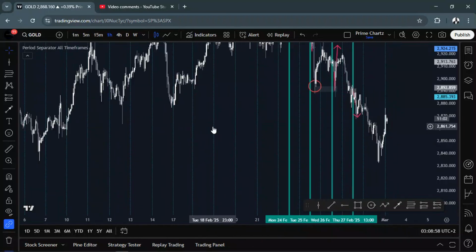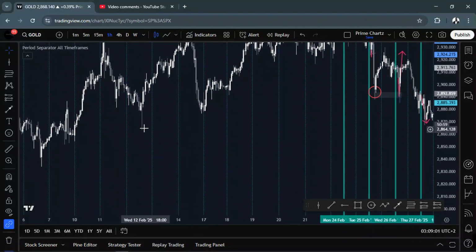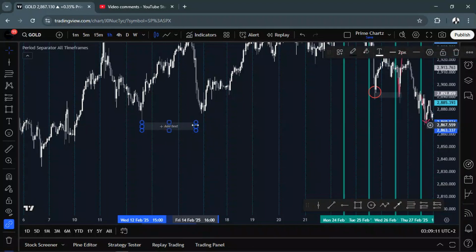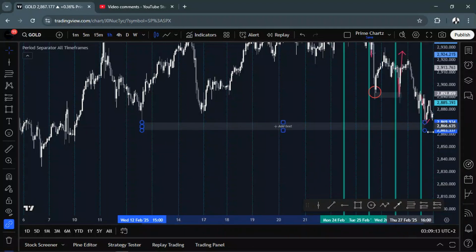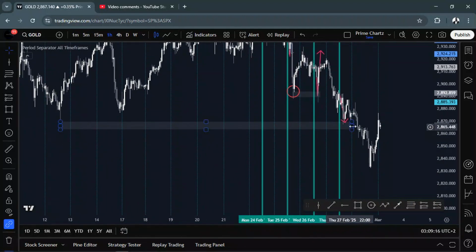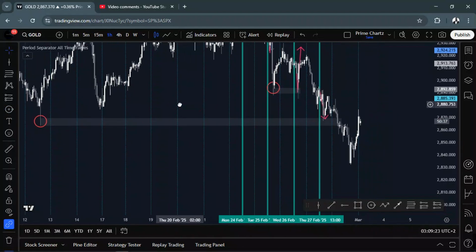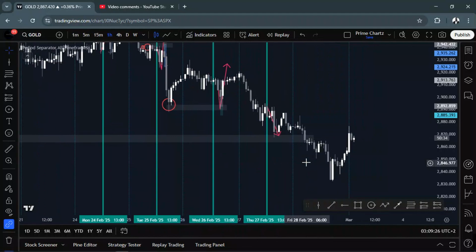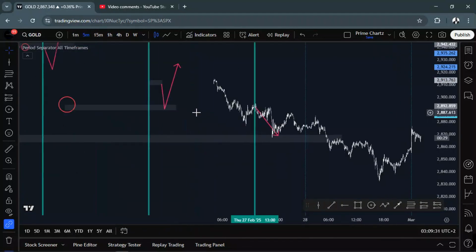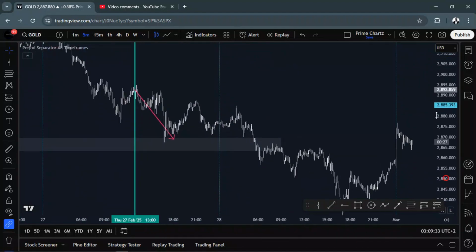So on 1 hour. Alright, so here we see a rejection. Right here we see this was price previously rejected here, right? So let us do this. So you see price rejected from here, making it our support, right? Making it our support. Let's do this. Okay, let's go back on 5 minutes time frame.